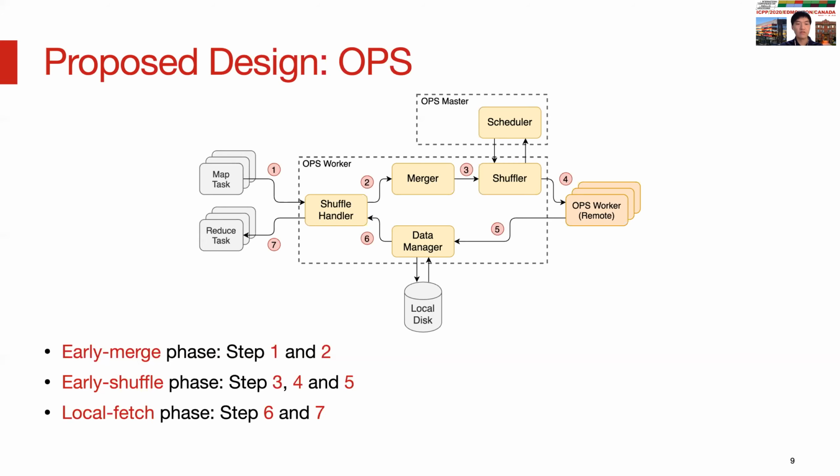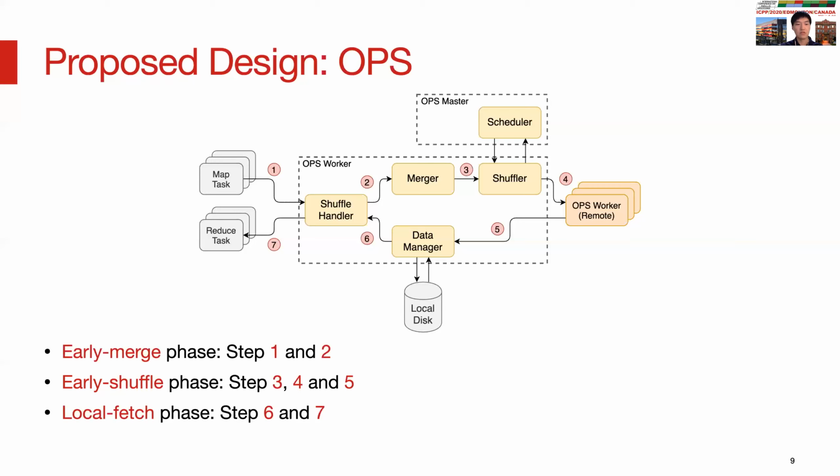Finally, local fetch phase. In the local fetch phase, the data manager receives the data transmitted in advance and stores it on the local disk to ensure fault tolerance. The reduce subtasks request the partition data from a shuffle handler with the partition number as a parameter. After confirming the transfer is completed, it returns the position of the partition data on the local disk. The reduce subtasks pull data directly from the local disk instead of pulling it from the remote.